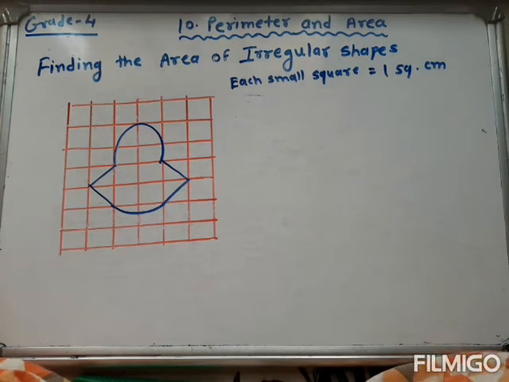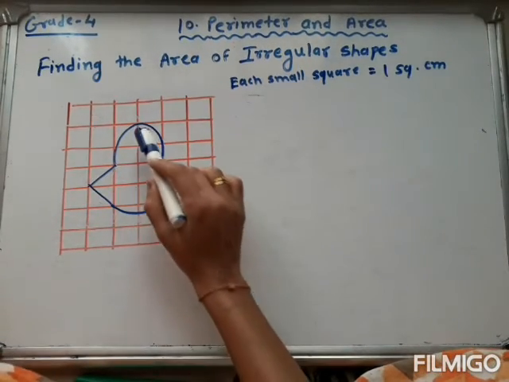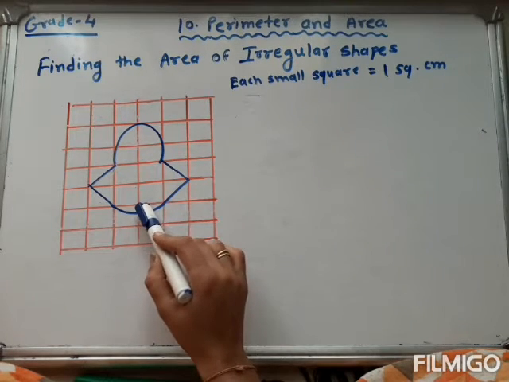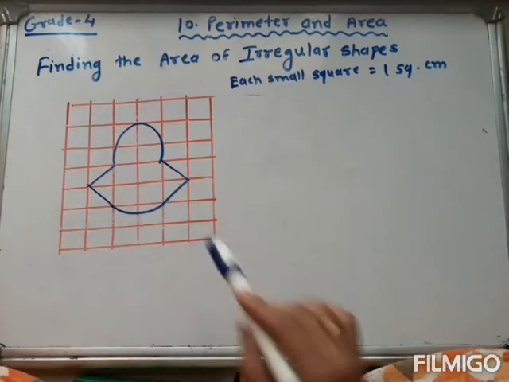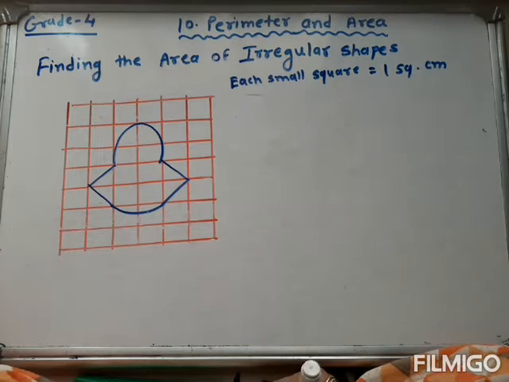Yesterday we saw how to find the area of polygons, where the figure was covered by full squares and half squares. Today we see how to find the area of irregular shapes. The figure is covered by full squares, half squares, less than half squares and more than half squares. So how do we find the area of an irregular shape? There are some rules to find the area of irregular shapes.